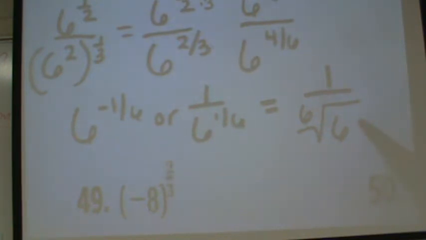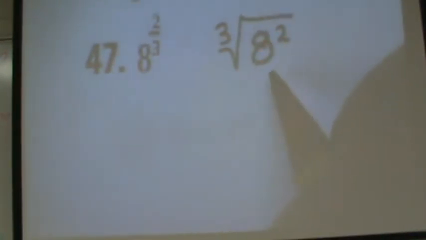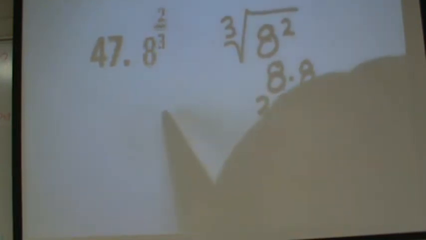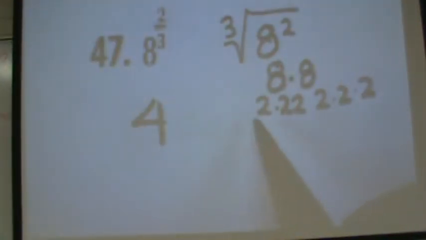The next one, 47. You are going to simplify this as the cube root of 8 squared. So you've got 2 8s, 8 times 8, which is 64. You're looking for 3 of a kind. So 8 is 2 times 2 times 2. So 2 times 2 is 4. You've got 2 sets of 2.